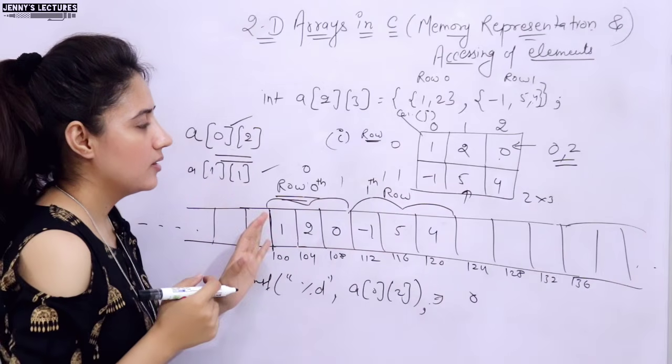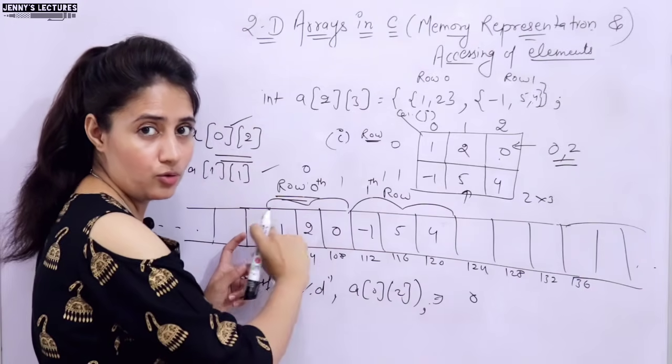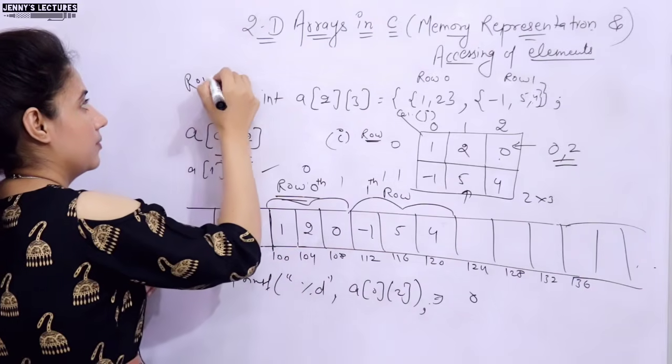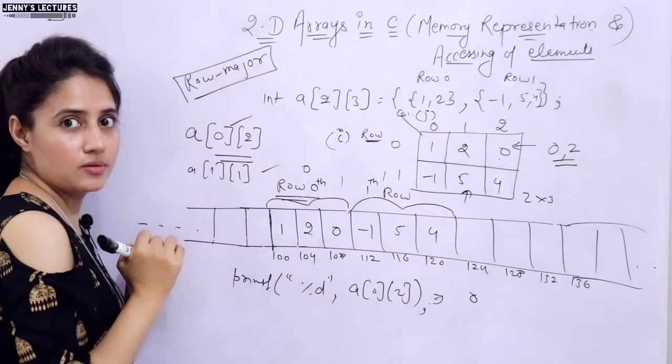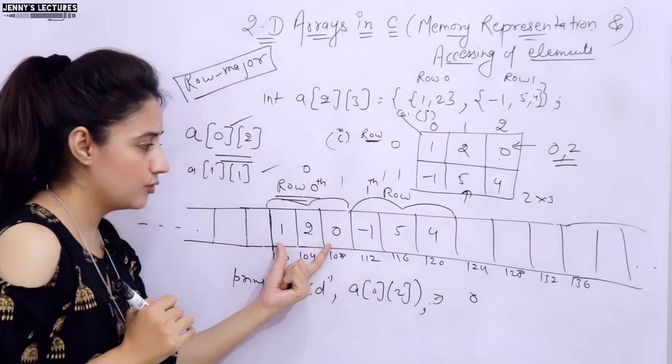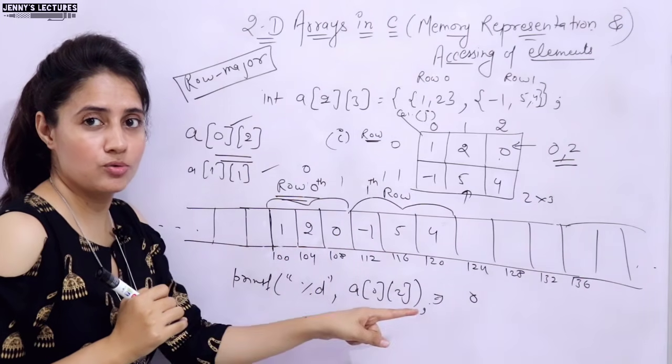This is very simple, right? This is what is known as row major representation, because first of all we are storing data row wise. Next one is column major also, right?